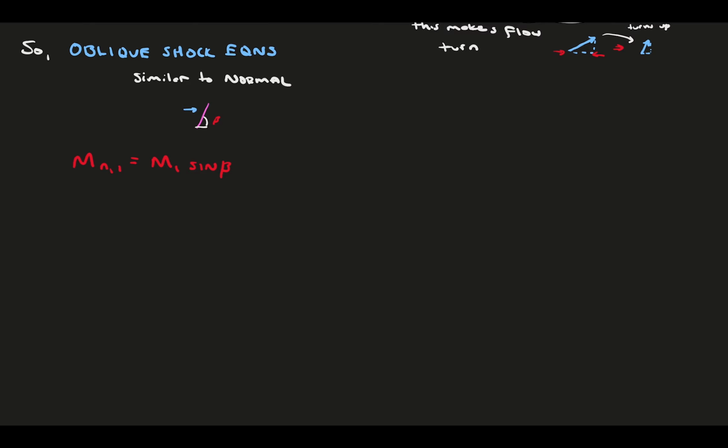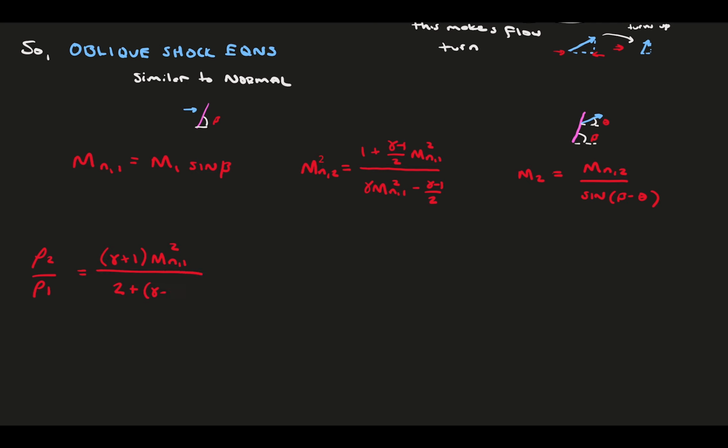From the normal shock equations, we can define the normal Mach number after the shock as a function of the normal Mach number upstream. Then, we can use trigonometry again to get the eventual downstream Mach number. And we can define the density, pressure, and temperature ratios based upon the upstream normal Mach component.